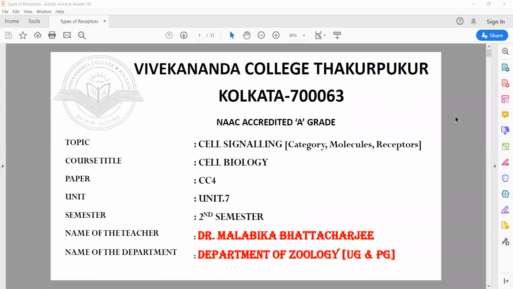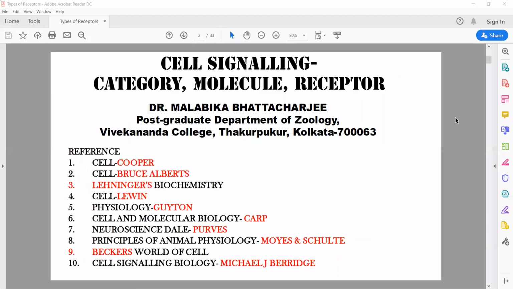So today we'll be dealing with cell signaling, which belongs to unit 7 of your CC4 paper. And I've divided the signaling class into two sections. The first section will deal with the signaling category, molecules and receptors. And the second part is more specific. As per your syllabus, we'll be doing only two basic pathways, the JAK-STAT pathway and the RTK pathway. We'll be coming into the details later on.